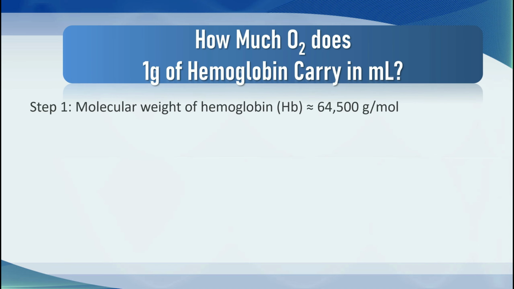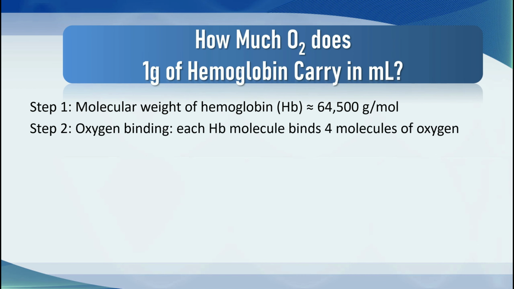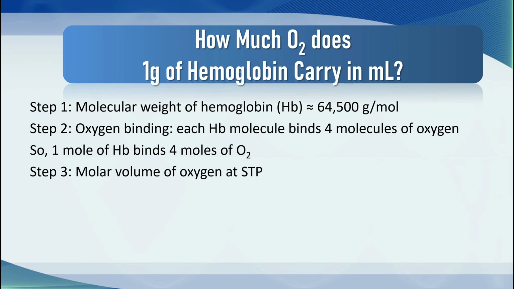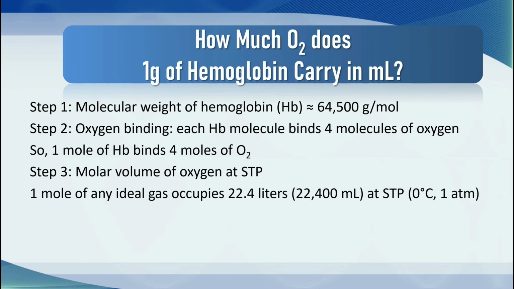So we're going to start with the molecular mass of hemoglobin, and that's 64,500 grams per mole. Each hemoglobin molecule binds 4 molecules of oxygen. So 1 mole of hemoglobin binds 4 moles of oxygen. The molar volume of oxygen at standard temperature and pressure is calculated as 1 mole equals 22.4 liters.